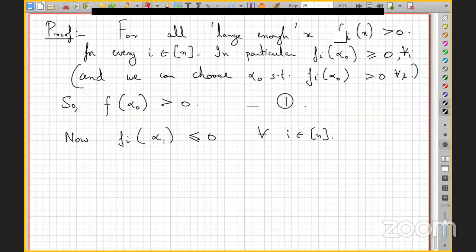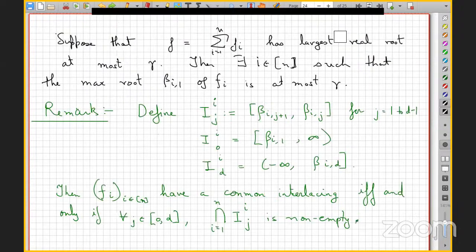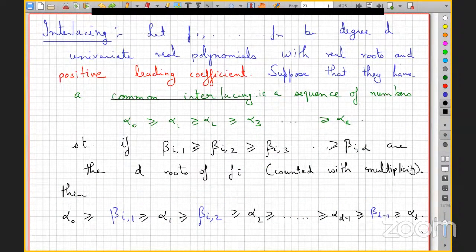And now this f_i of alpha 1 has to be less than or equal to 0, I claim. Why is that? Between two consecutive roots, the sign will change. Suppose that f_i of alpha 1 was positive. We know that f_i of alpha 0 is positive. Then how many roots must f_i have between alpha 0 and alpha 1? An even number, right? Counting multiplicity, because the sign changes at each root. There might be some minor issue with double roots, but there's nothing about common roots right now, and even double roots are not an issue. You are counting with multiplicity. So the number of roots between two points, if the function value is positive at both points, is even.